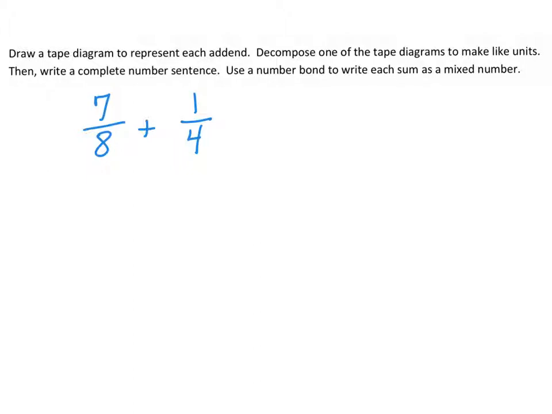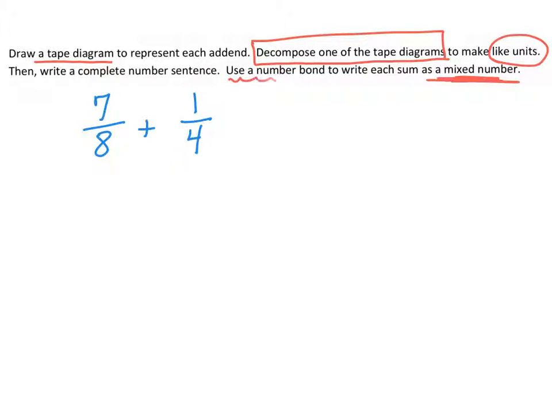So over here, we're going to draw a tape diagram, and then we're going to have to decompose one of the tape diagrams to make like units because our denominators are not common denominators. We have to make them common. And then we have to make sure our answer is in a mixed number. And look what we have to do again. We have to make a number bond to help us get to that mixed number. All right? So we have been doing this all along. But now we're going to try a lot of different other things to help us get to those answers.